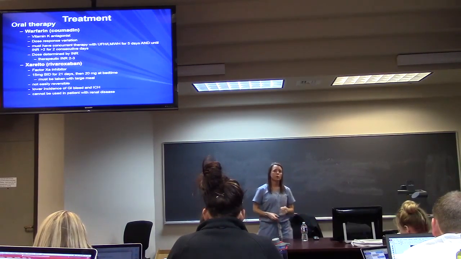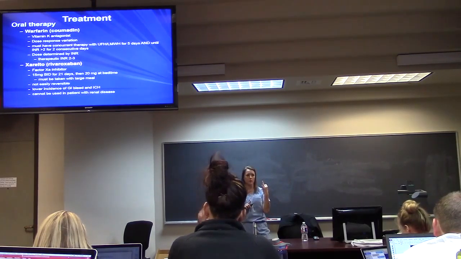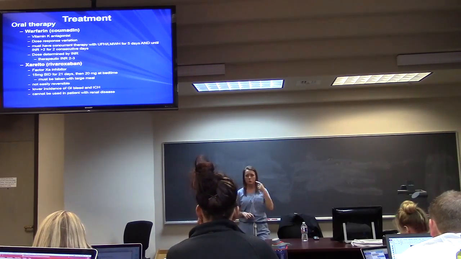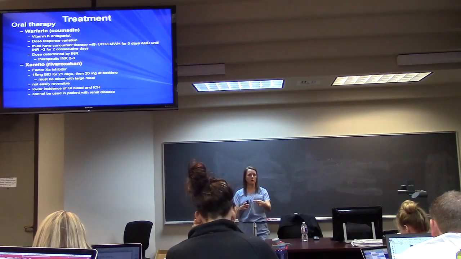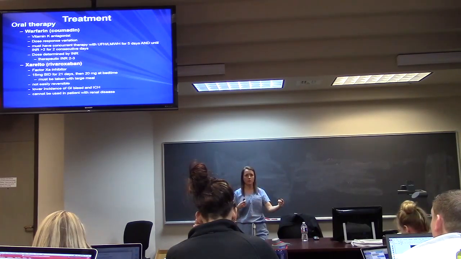With Coumadin, you have to start with either a heparin drip or Lovenox, and you have to have concurrent therapy for 5 days and until the INR is greater than 2 for 2 consecutive days. So you start the Lovenox and you start Coumadin day 1. They have to have 5 days of Lovenox and their INR has to be greater than 2 for 2 consecutive days before you can stop it.